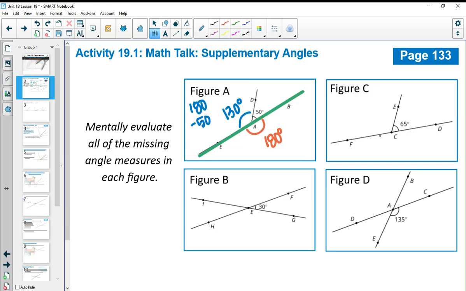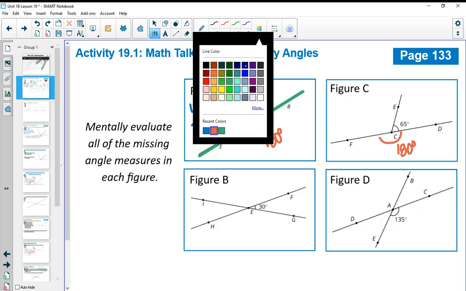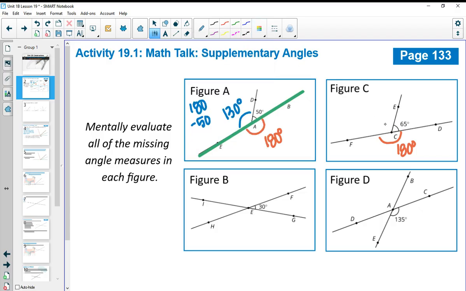So I'm going to do figure C first. So the angle down here is 180 degrees. Then the angle up here, this one, is going to be 180 minus the 65 that's already used up here. That creates this straight line. And 180 minus 65 is 115 degrees.